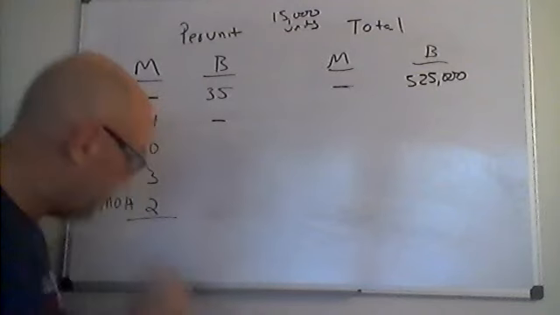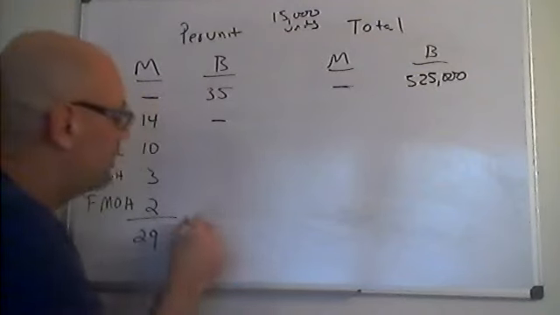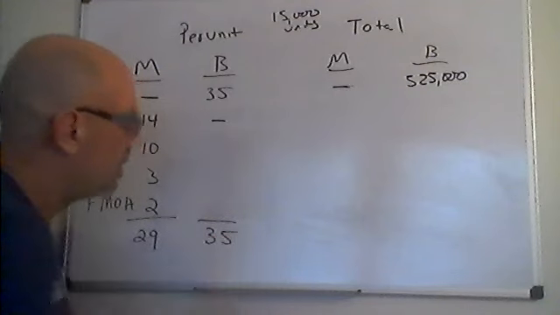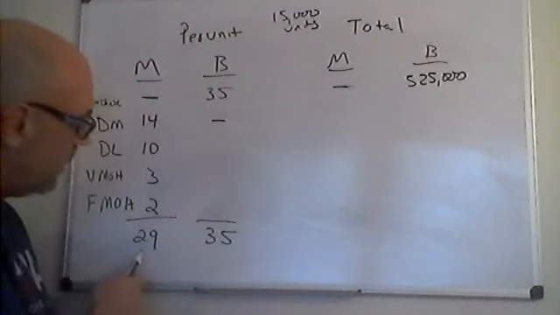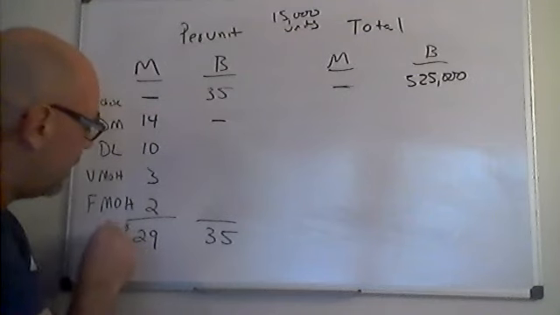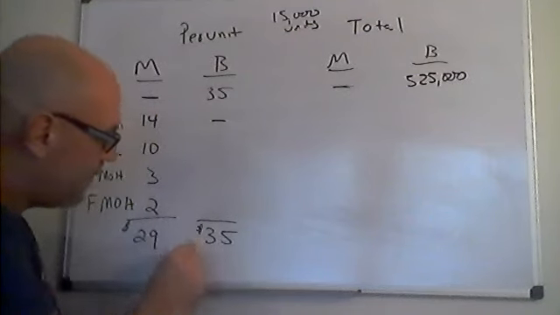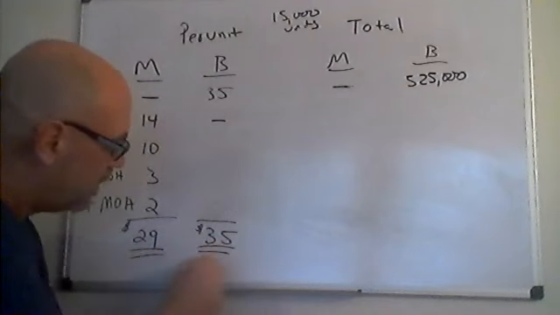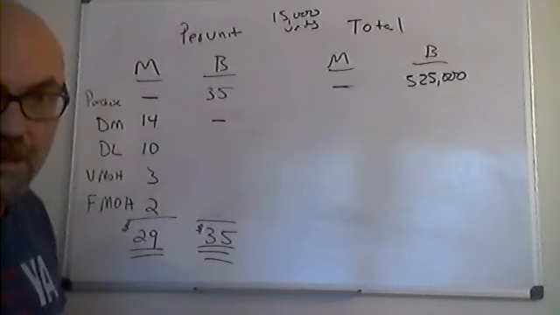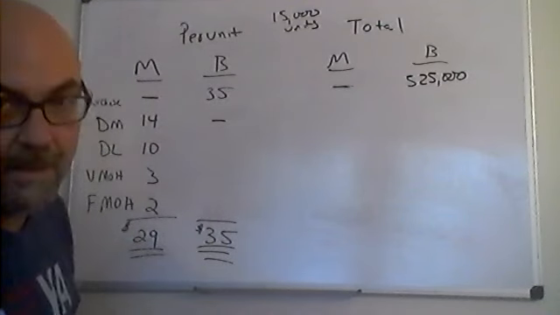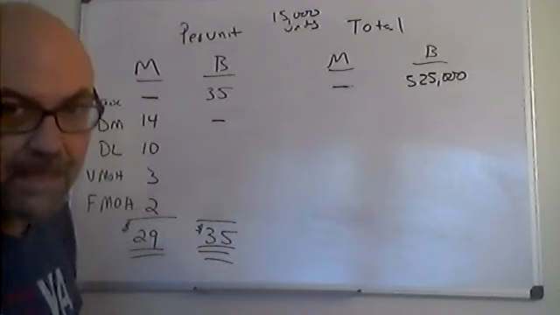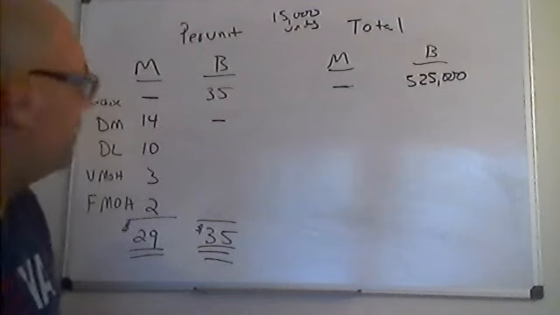We add all these up, and we see that on a per unit basis, if we were going to make them, it would cost us $29 per unit compared to the $35 per unit to buy them. So in this case, we would tell that supplier, I'm sorry, we're going to continue to make in-house because we can make them cheaper.